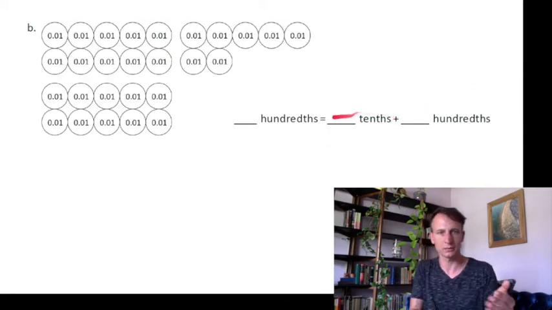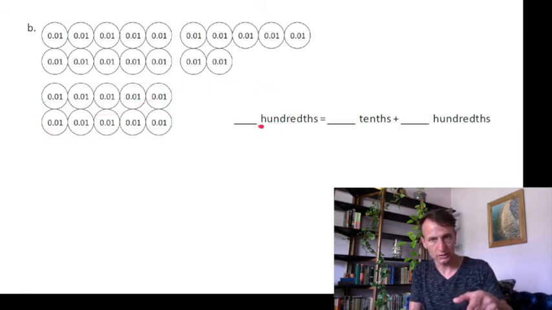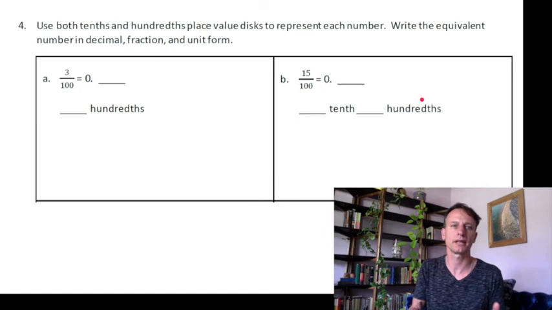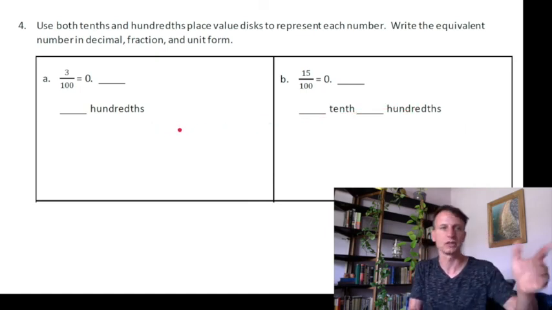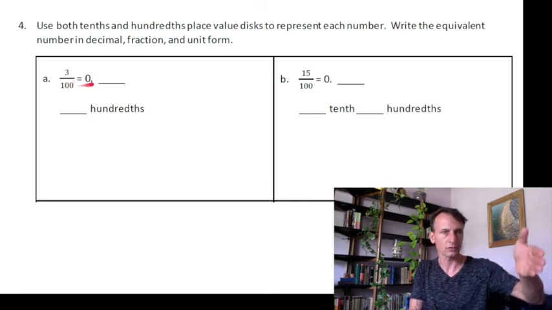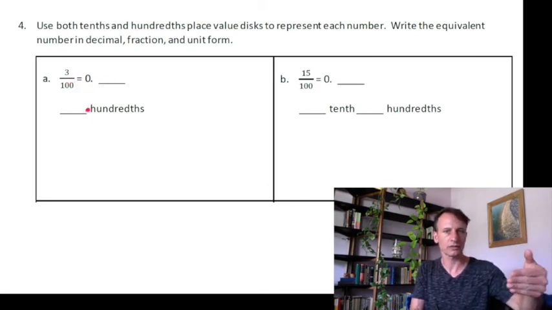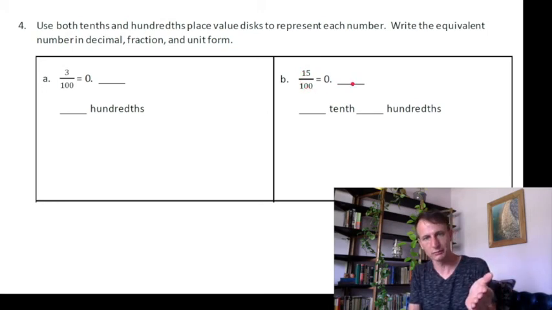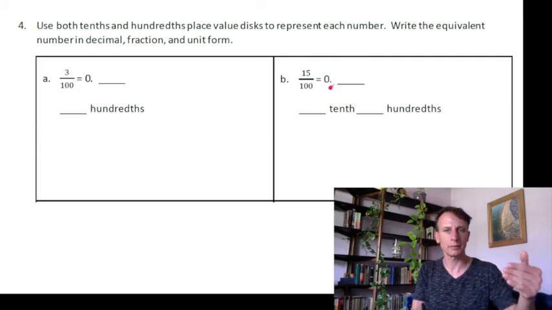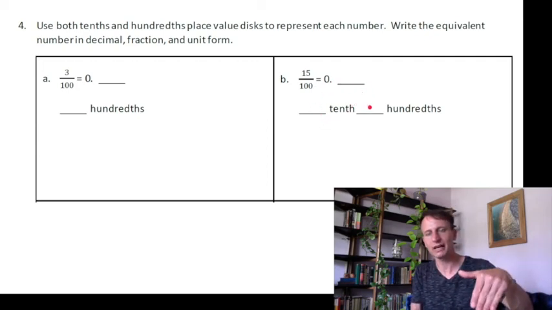Here's another very similar example. Group up how many hundredths are here in all. That's what goes here. How many hundredths are here in all. Then how many tenths can you group up? And how many hundredths does that leave you with? All right. Now here you're doing the same thing, however, just without the pictures. So 3 hundredths, write it as a decimal. How many hundredths is that? 15 hundredths, write it as a decimal. 15 hundredths. Then decompose it. How many tenths you got? How many hundredths you got?